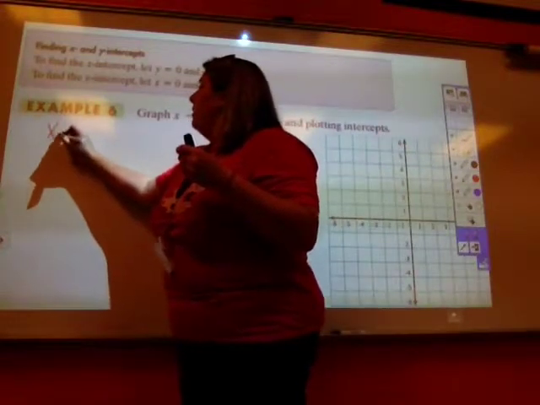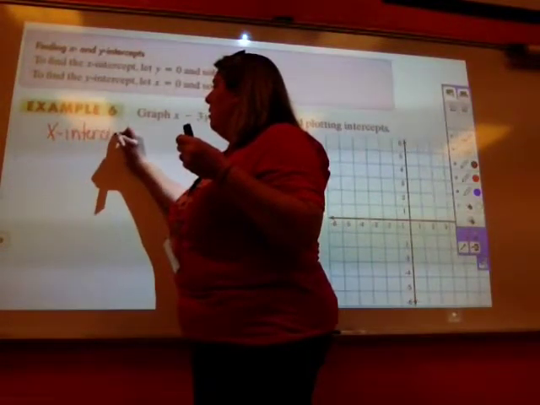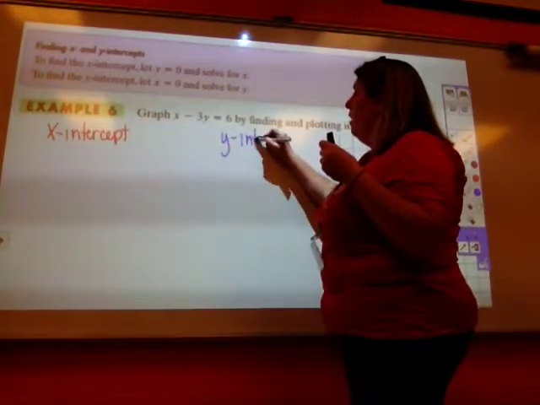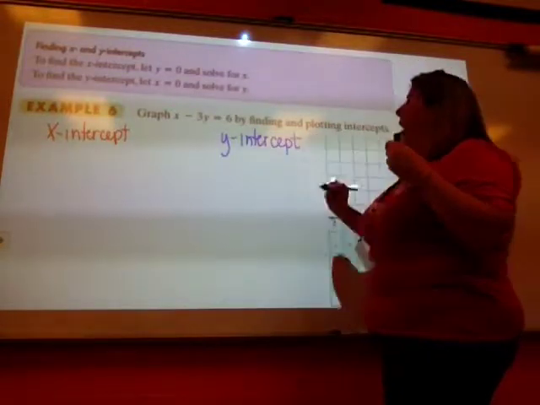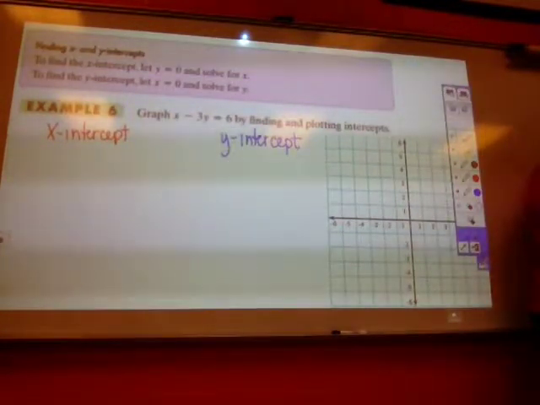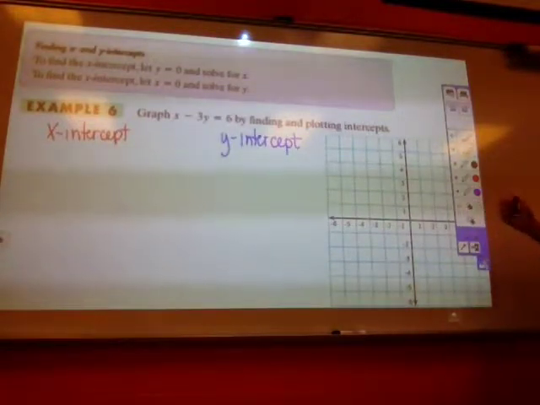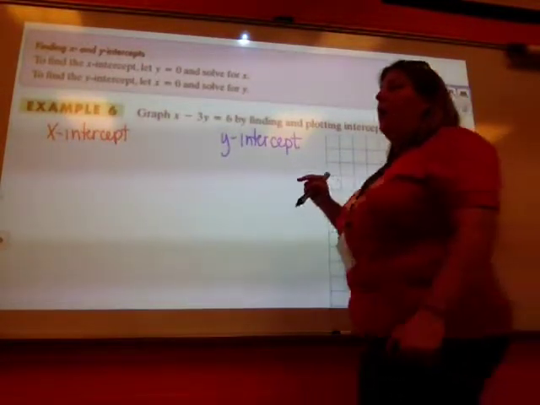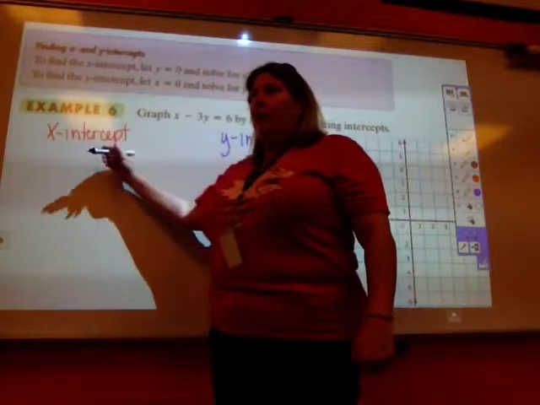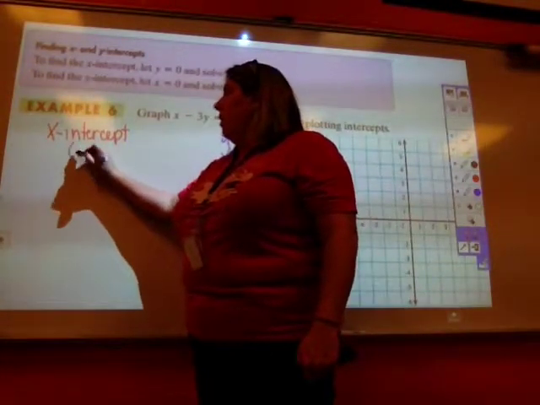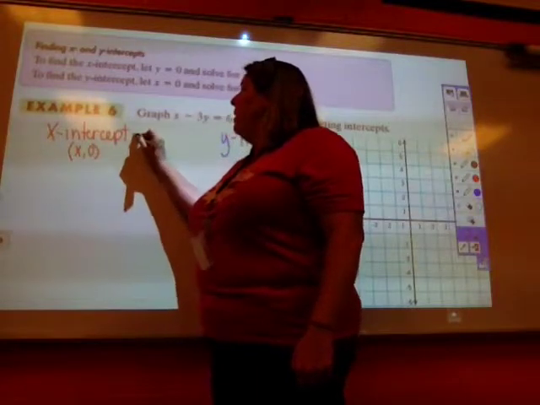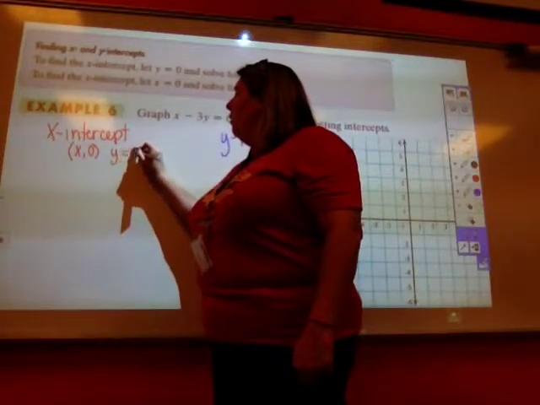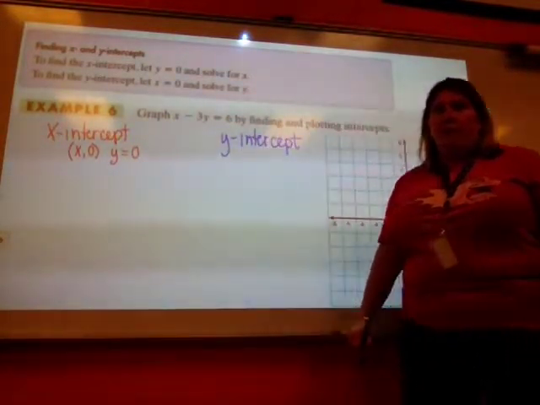So we're going to have an x-intercept and we're going to have a y-intercept. Do we agree with that statement? It's basically like working 2 little separate problems. Everybody ready? When I have an x-intercept, what do I know about it? That the point would be x comma 0. So I'm going to let y equal 0.